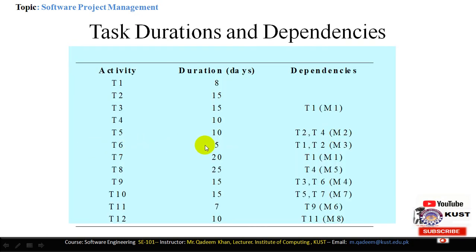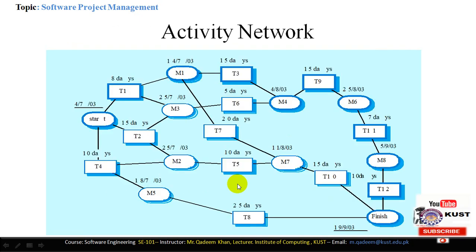Then we have task 6. Task 6 requires 5 days, and it also depends on T1 and T2. And when these three tasks are completed, we obtain milestone 3. Similarly, all other milestones are obtained the same way.